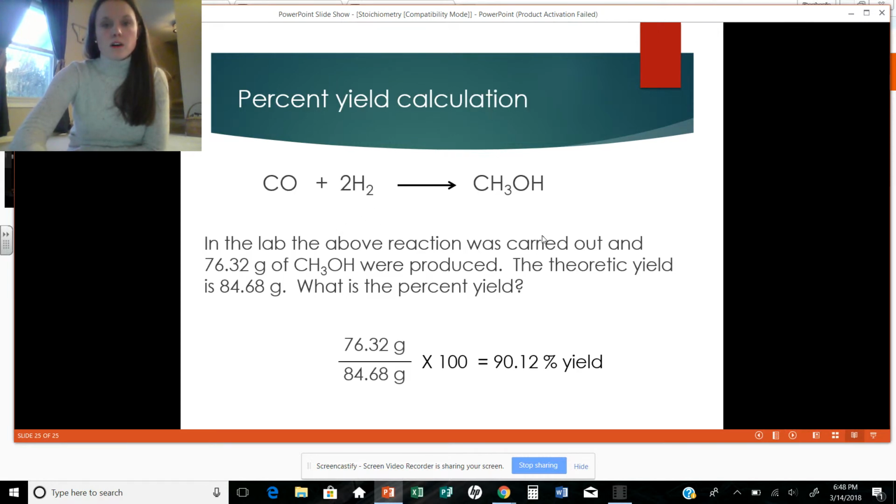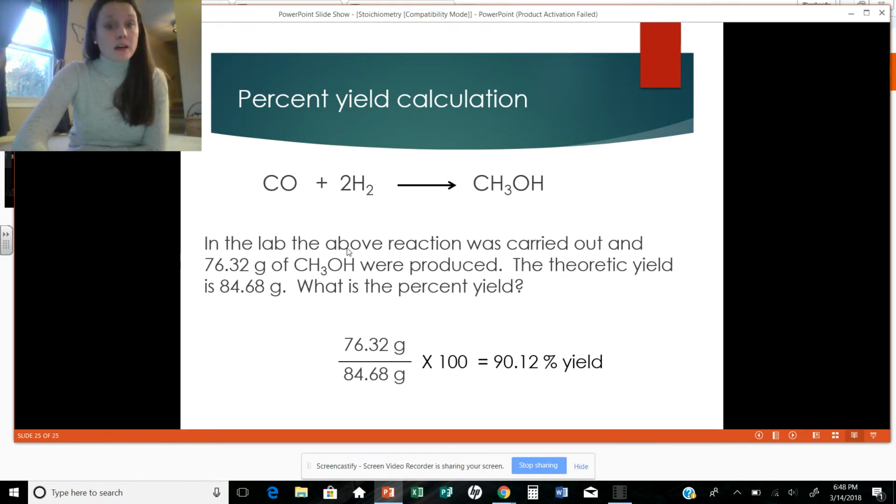Okay, so we just took our notes on percent yield, so this is going to be a quick example problem. In this example problem, we have carbon monoxide combining with hydrogen gas to form methanol. You saw that example in your POGL yesterday.